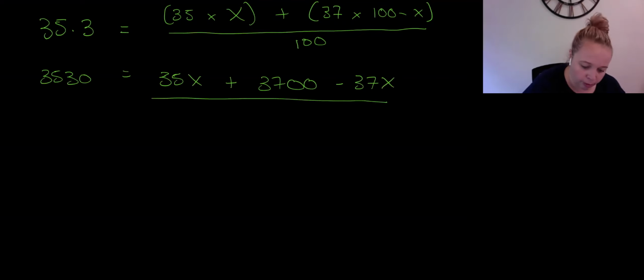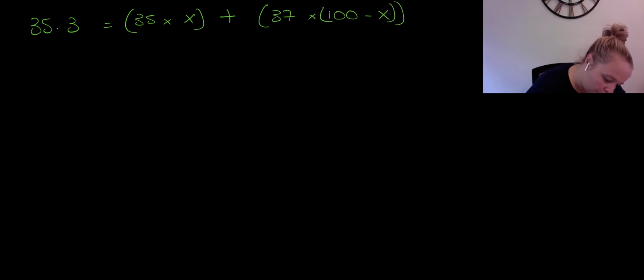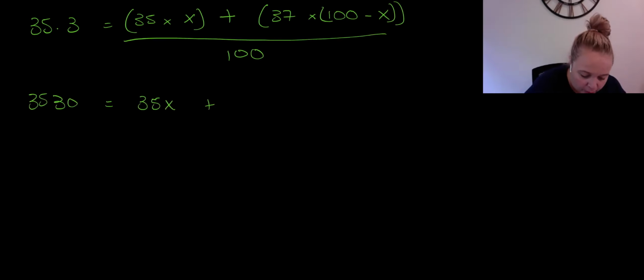Oh, sorry, we've already gotten rid of our 100. All right, I'm going to have to write it out again. That's all right, it was messy before. Equals 35 times X plus 37 times 100 minus X all over 100. We do some expansion. 3530 is equal to 35X plus 3700 minus 37X.